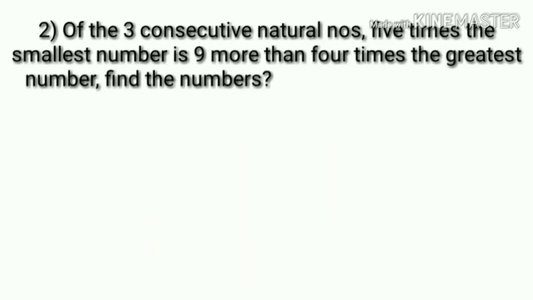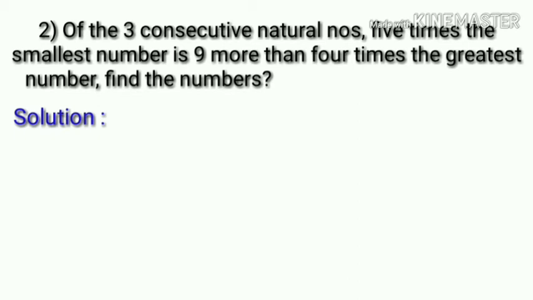The next problem is, of the three consecutive natural numbers, 5 times the smallest number is 9 more than 4 times the greatest number. Find the numbers. Clearly, when we try to read the entire sum at one go, it seems to be very complex. So the easier way to solve such kind of problems is to break down the entire problem into smaller chunks and then try to solve them.